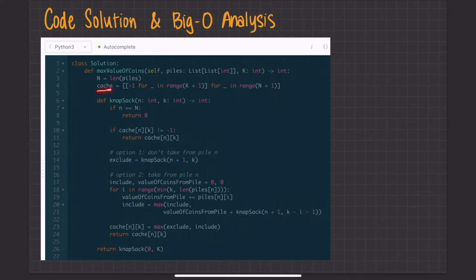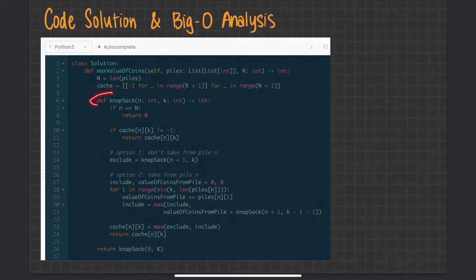I initiate a cache for dynamic programming, where I make the value -1 to denote that it hasn't been visited yet or hasn't been calculated yet. I make it two-dimensional with k plus 1 and range of n plus 1 because the number of coins and n are inclusive in the way that we have approached this problem.